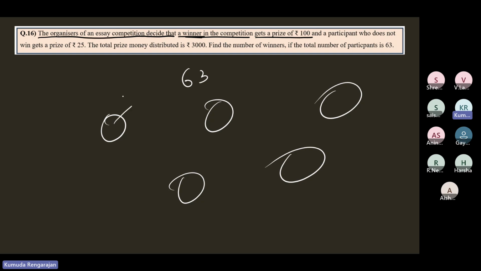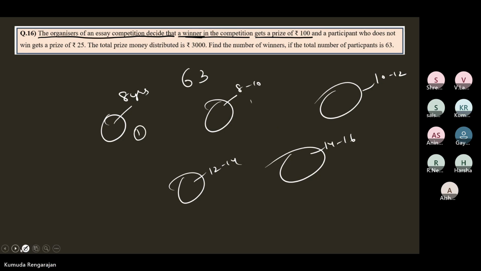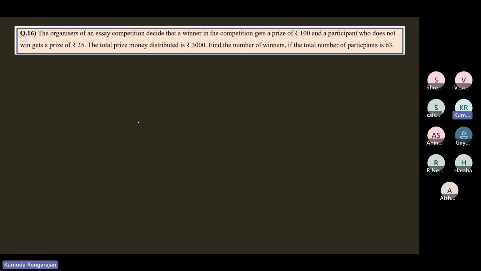Maybe the first group has children below, say, 8 years, and this could be like 8 to 10, 10 to 12, 12 to 14, 14 to 16, something like that. So then in each group there'll be a winner, right? There'll be a winner in every group. So not to be confused with one competition and one winner and all are losers.